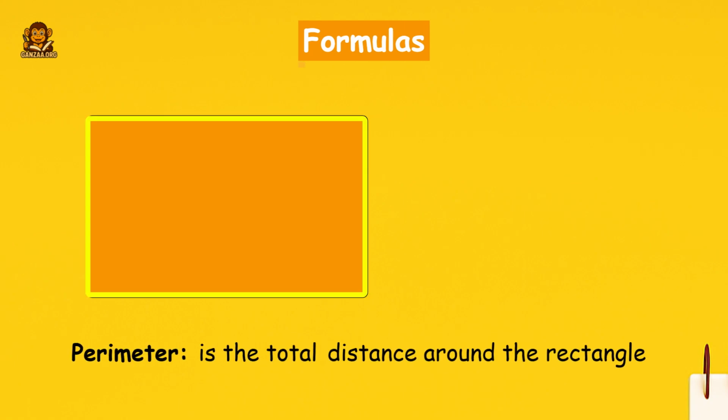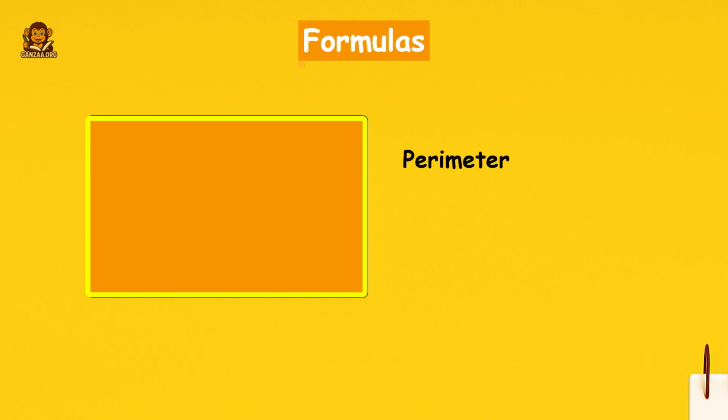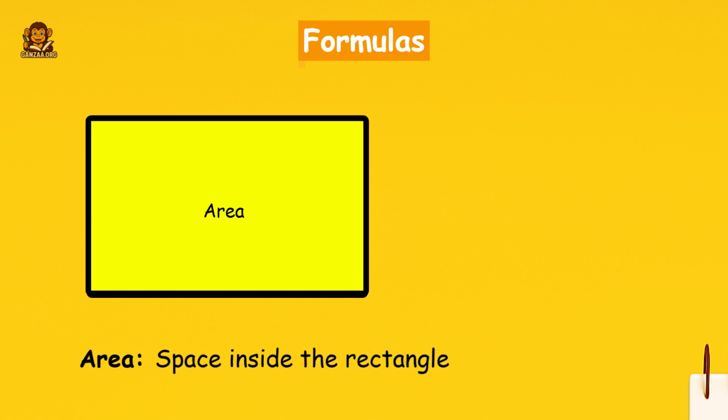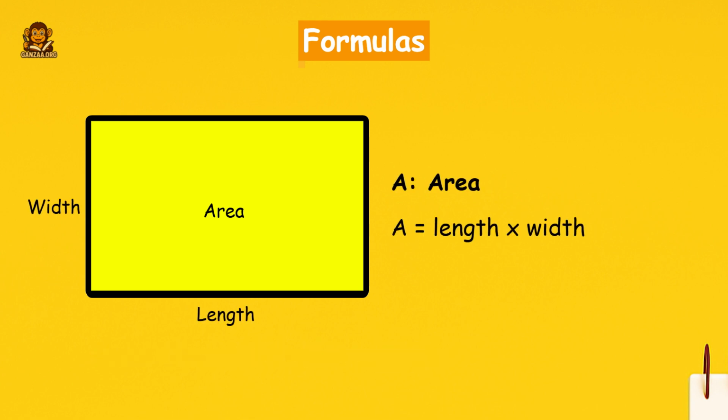Now let's learn the magic formulas of a rectangle. Perimeter of a rectangle is the total distance around it. The formula is perimeter equals 2 times the sum of length and width. Area of a rectangle tells us how much space is inside. The formula is area equals length times width.